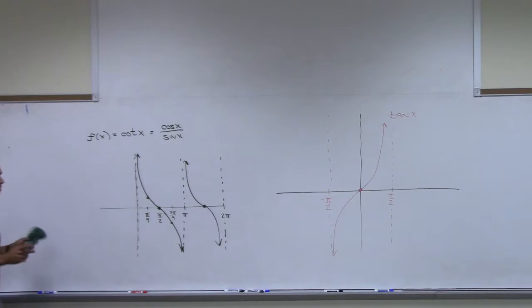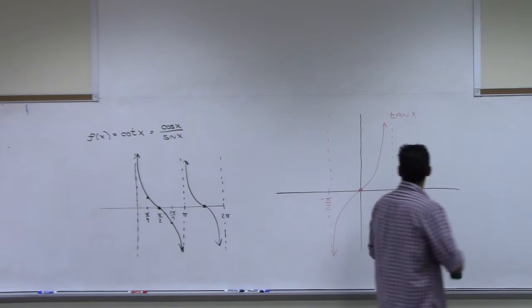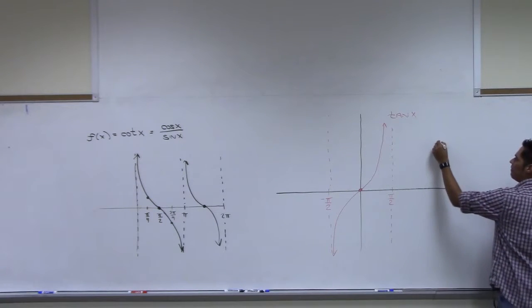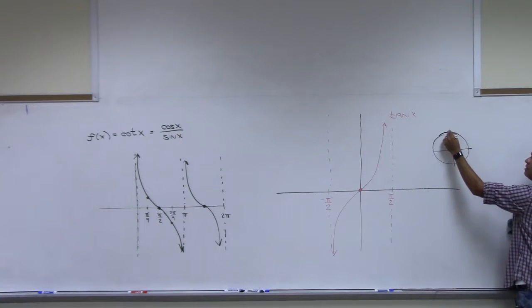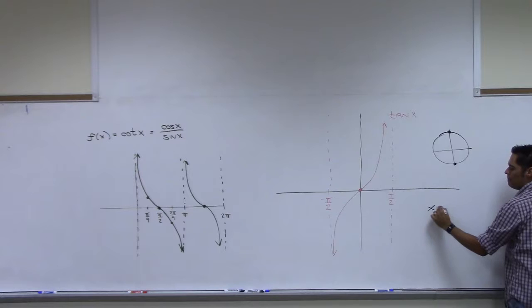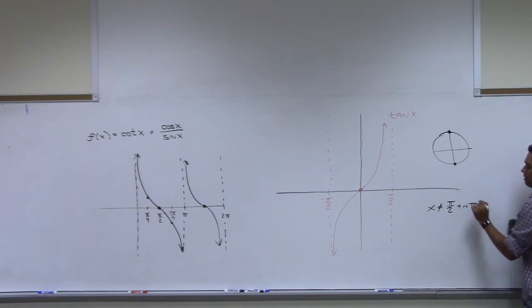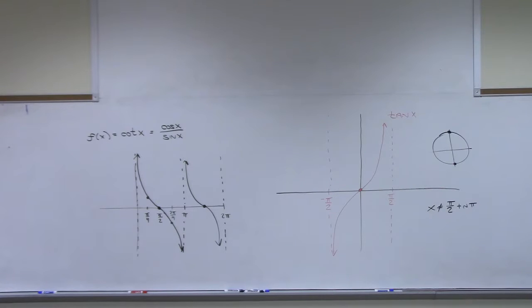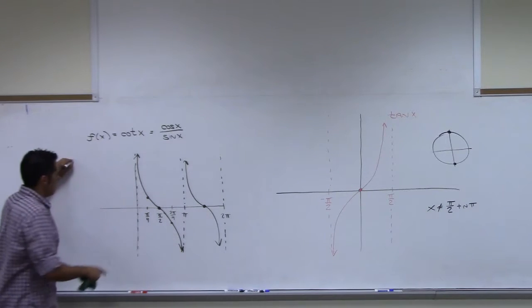The domain is, how would we say this? Negative pi over 2. It can't be pi over 2. And it can't be this, right? So we would say x cannot be pi over 2 plus n pi, right? That's how we'd say that? Yep. Okay.